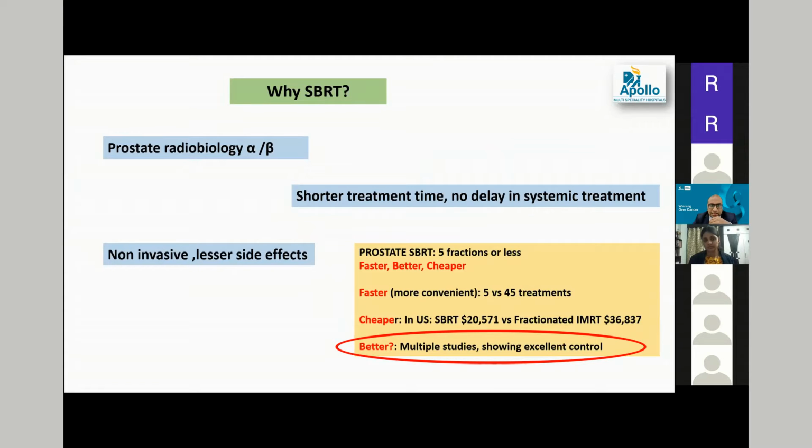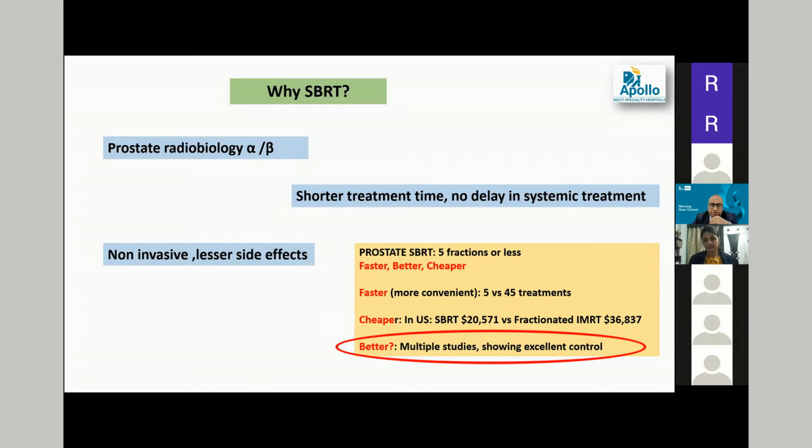Another thing is that the duration of SBRT treatment is short. The shorter treatment time allows us to avoid any delay in the systemic treatment, because in both recurrent and metastatic scenarios, the patient will need systemic treatment as well. Though in prostate cancer many systemic treatments can be given concurrently with radiation, there are a few treatments which cannot be given concurrently.